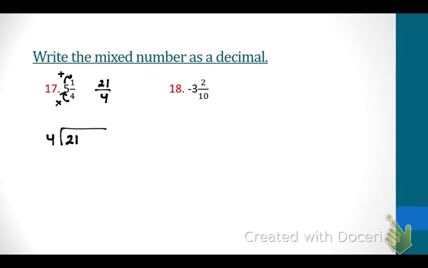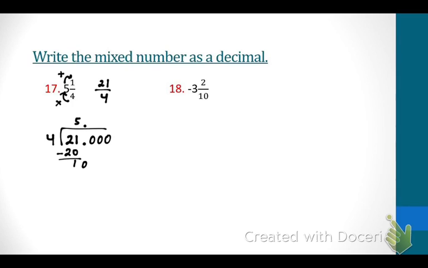Remember, there is an imaginary decimal point here. You can add as many zeros as you want. I'm just going to add 3. Bring that decimal point up to the top. Caleb, how many times does 4 go into 21? Not 6. 5 times. 5 times 4 is 20. Subtract it and you get 1. Bring down the 0.